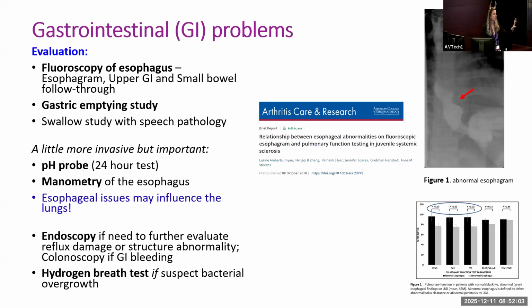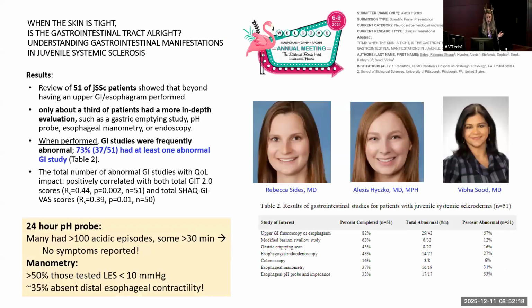On the side, this is just saying that there's a correlation between having GERD and also esophageal dysmotility and a patulous esophagus with the presence of interstitial lung disease. So there is that correlation both in kids and adults.